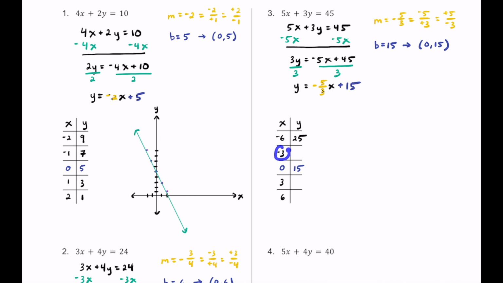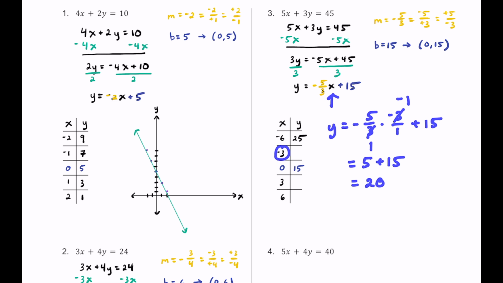Now, what if x is negative 3? Let's plug in x equals negative 3 here. So that's going to be y is equal to negative 5 over 3 multiplied by negative 3 over 1 plus 15. These 3's will cross cancel. We have 1 and negative 1. Negative 5 times negative 1 is going to be positive 5. And 5 plus 15, that's going to equal positive 20. So when x is negative 3, y is 20.